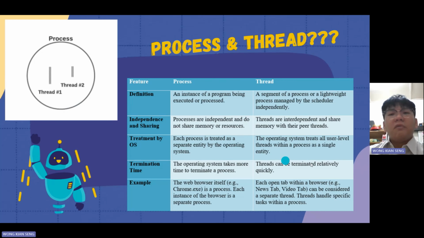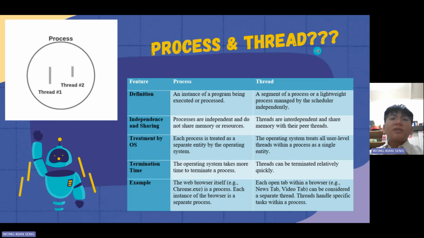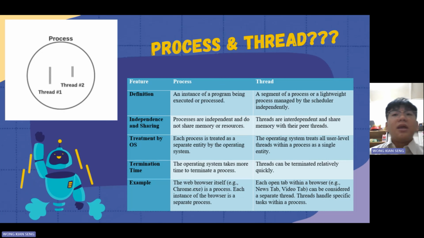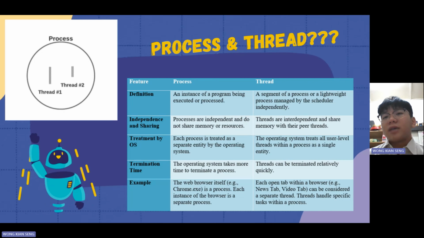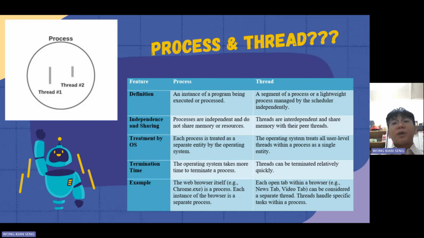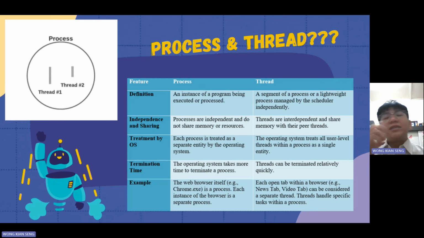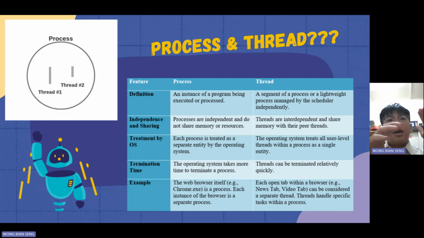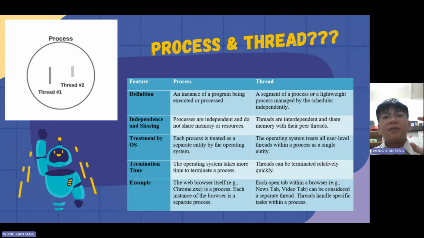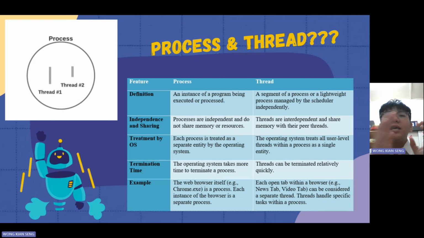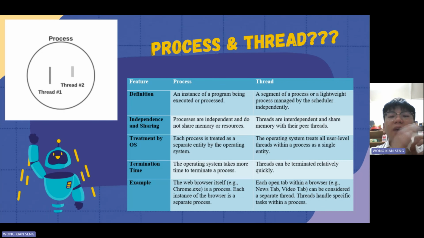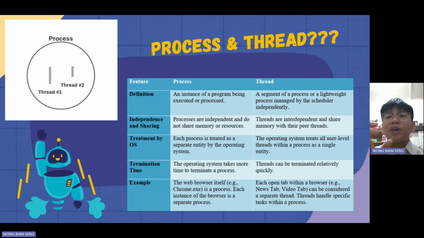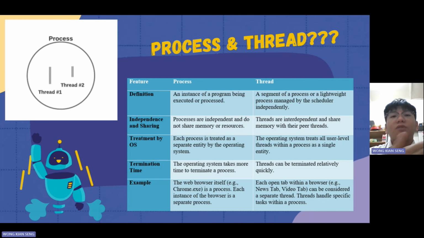So what is the difference between these two? The process is an instance of a program being executed, as I just mentioned, and a thread is a segment of a process, or a lightweight process managed by a scheduler independently. An easy way to think of it: the program consists of processes, and a process consists of threads. The process is independent and does not share memory or resources with the others, and the thread is dependent and shares memory with the other threads.